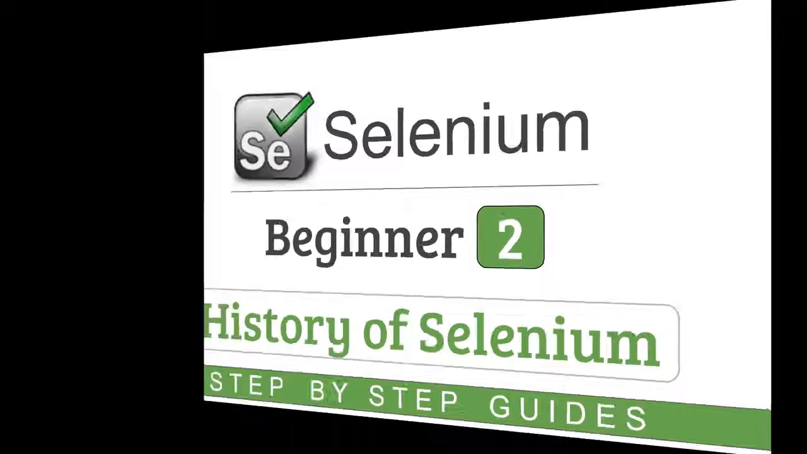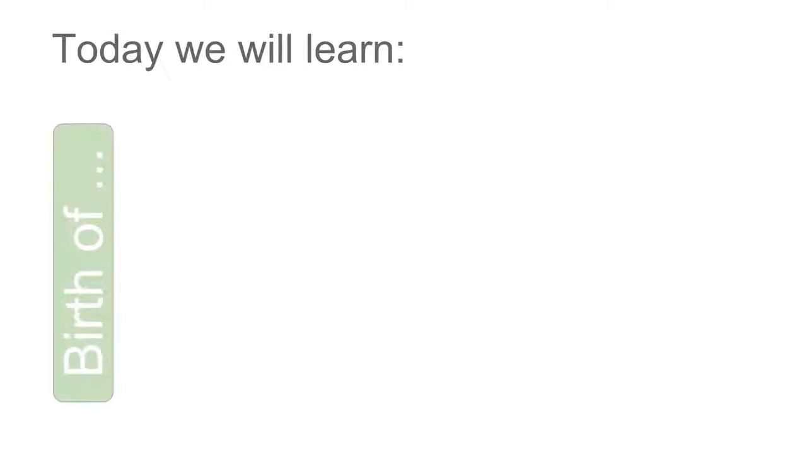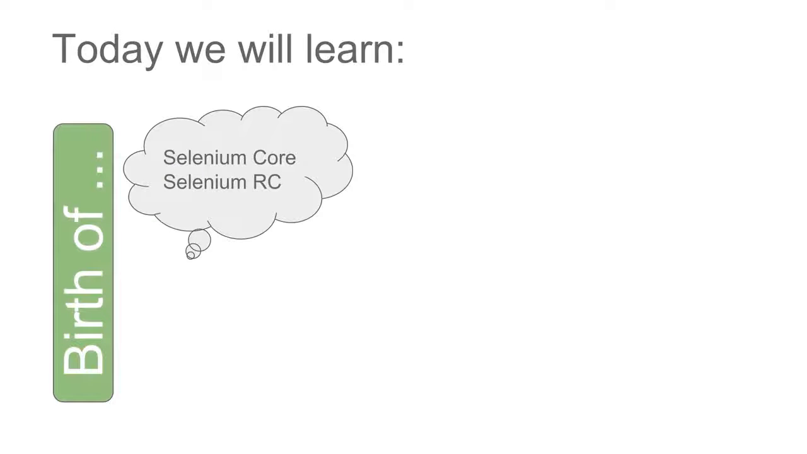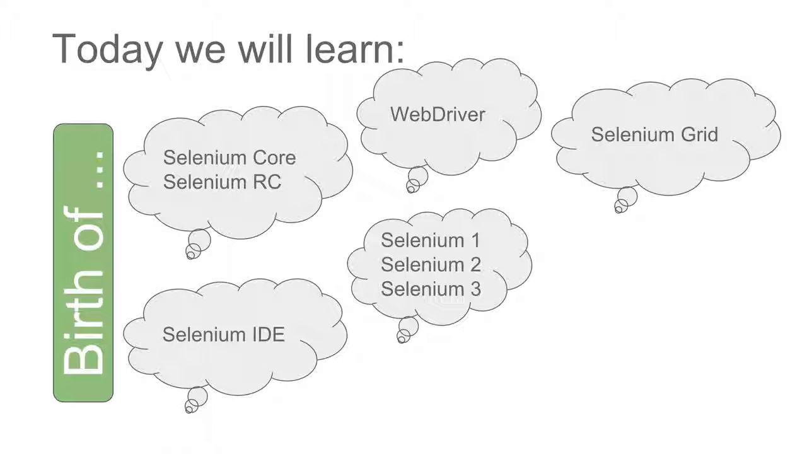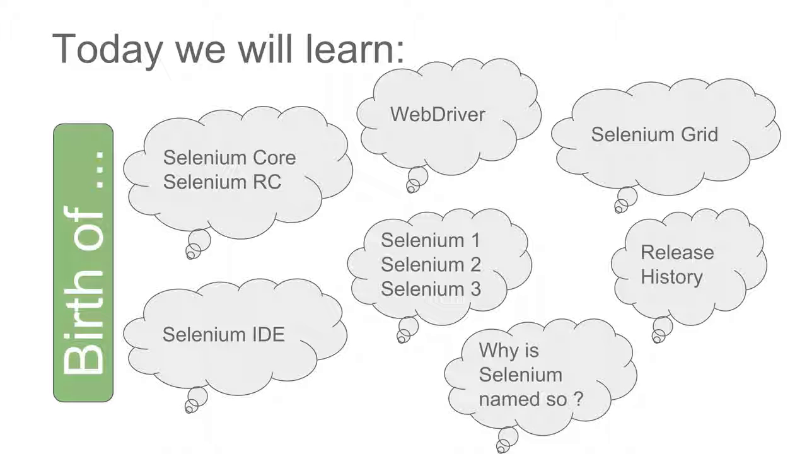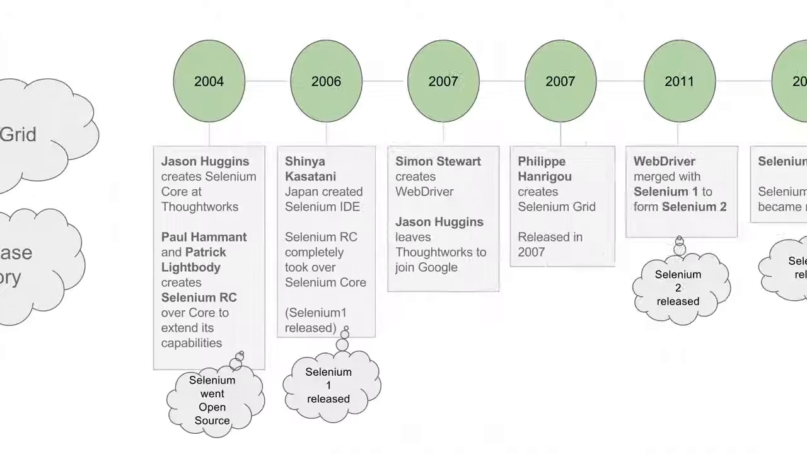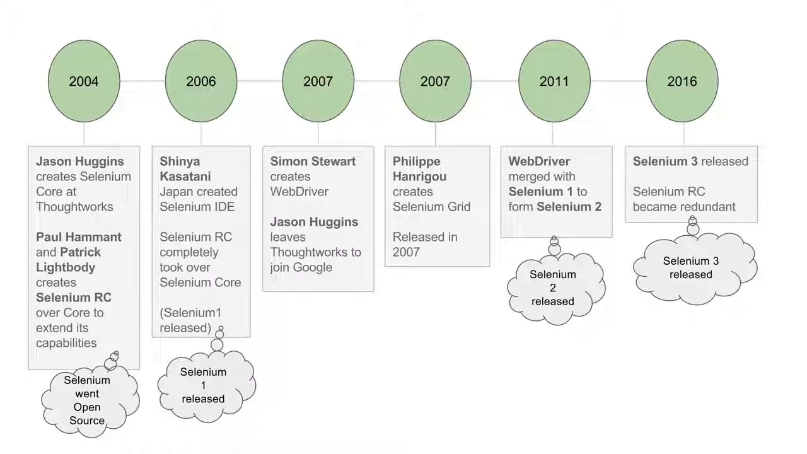History of Selenium. Today we are going to go very basic and we will look at the birth of Selenium Core and RC, WebDriver, Selenium Grid, Selenium IDE. We will also look at how Selenium 1, 2 and 3 came into existence. We will look at the release history and why Selenium is named so. By the end of this session, you will have a complete overview of the history of Selenium.